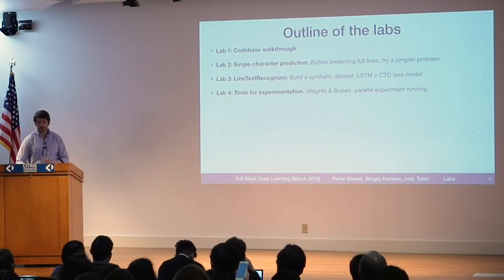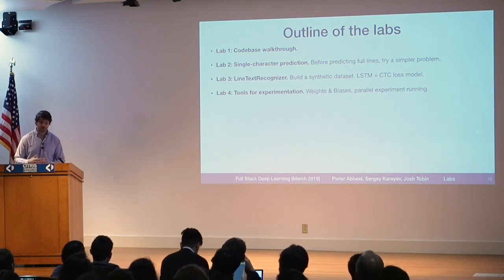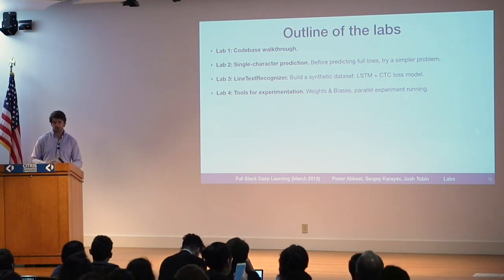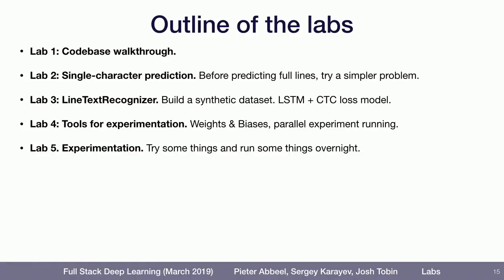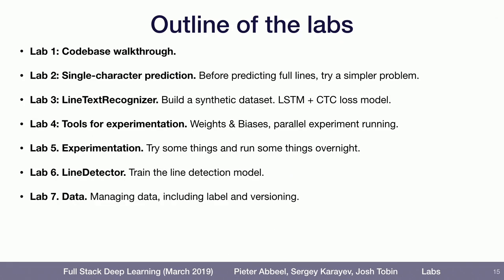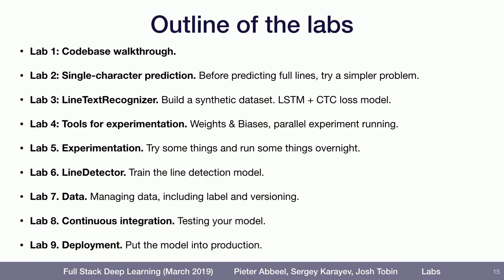So, weights and biases for experiment management, and then some scripts that we've written to do parallel training for hyperparameter search, for example. Then we'll give you a little bit of time, hopefully, to try some things out on your own. Maybe let some models train for a while and see if you can make improvements. And then tomorrow we'll train the line detector model, and then we'll talk about managing data, labeling data, versioning data, then talk about testing and continuous integration, and then finally we'll talk about deployment.